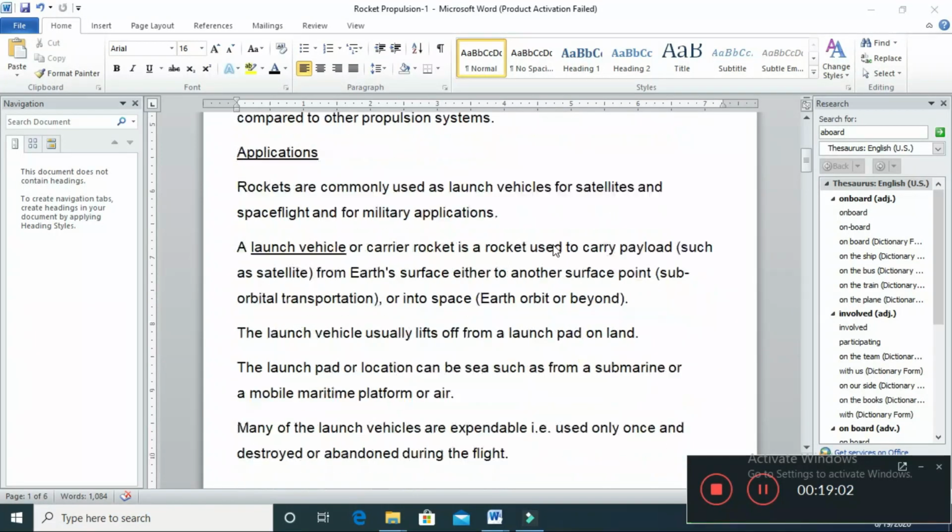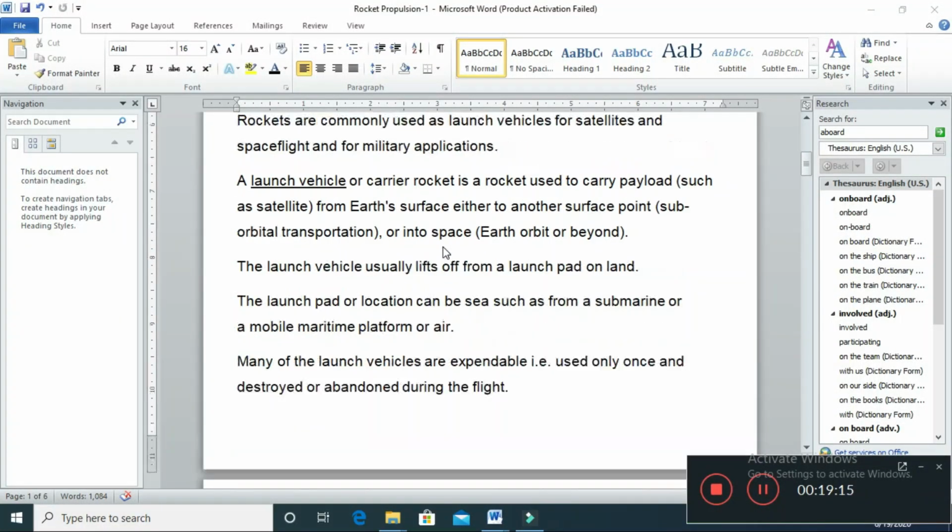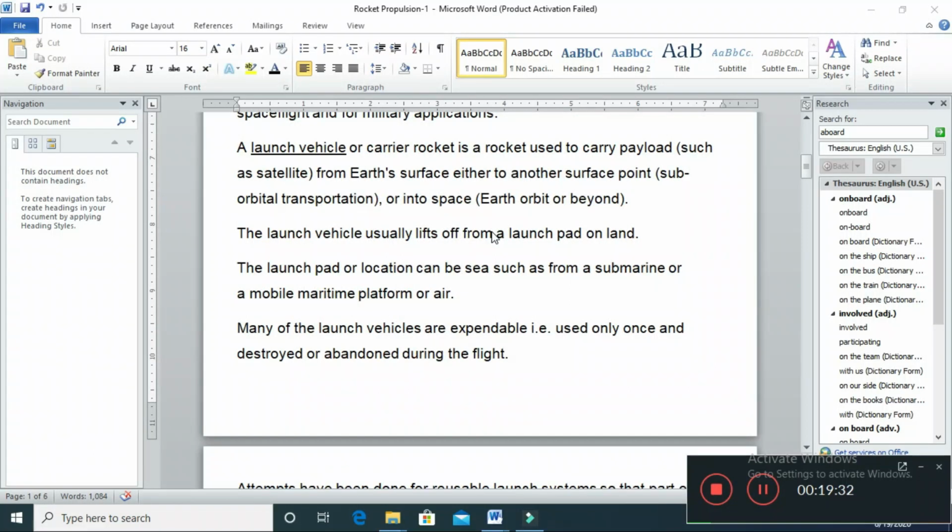The rockets are used for satellites, space flights, and other applications such as military applications. They are used for launch vehicles. The definition of launch vehicle: it is a carrier rocket, a rocket to carry and transport the satellite or payload from Earth's surface to the outer space.